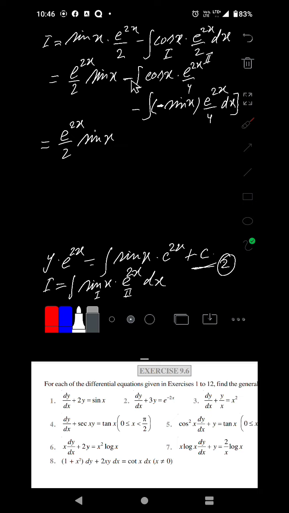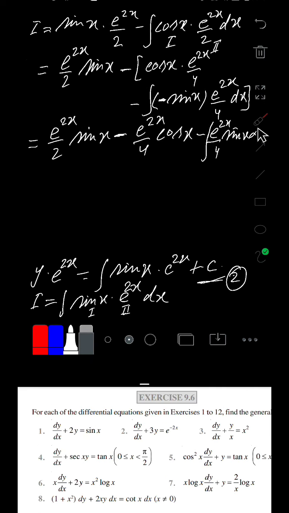Opening the bracket, because of this minus, the sign will change inside, so it is minus e raised to the power 2x upon 4, this part, and cos x as it is. And here inside, in the second term, there are two minuses, so multiplying this minus and this minus, it becomes plus. Then after opening the bracket, this minus will make that plus, again negative. So minus e raised to the power 2x upon 4 integral sine x dx. That is equal to e raised to the power 2x upon 2 sine x minus e raised to the power 2x upon 4 cos x.